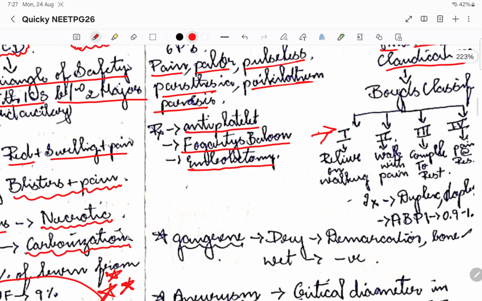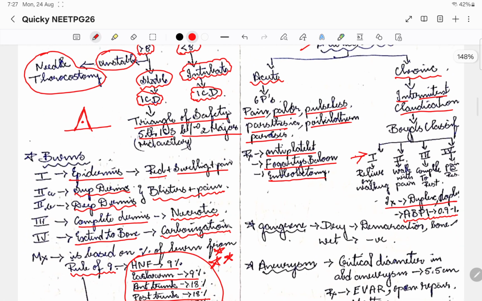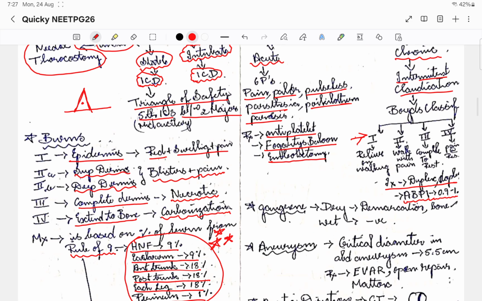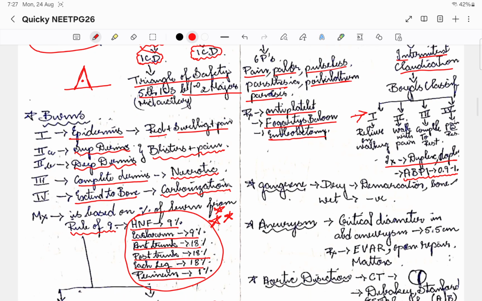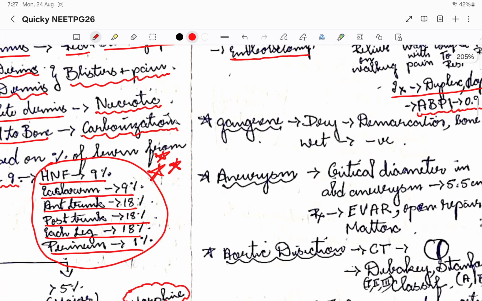Okay. Then the investigation of choice would be duplex and Doppler scan that we used to do, right? So this is the investigation of choice, and also ankle brachial pressure index. Okay, so 0.9 to 1.1 is the normal ankle brachial pressure index. Okay, so it is the ratio that we take between ankle and brachial BPs.